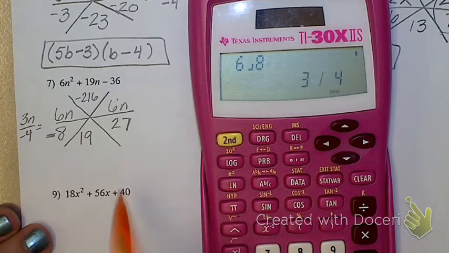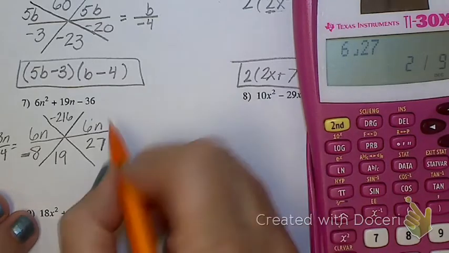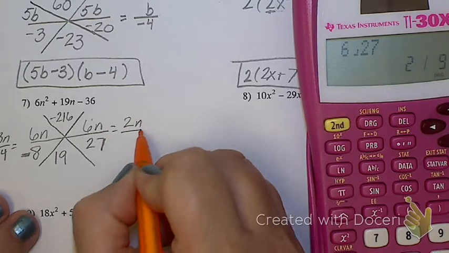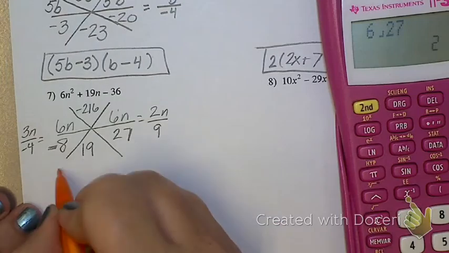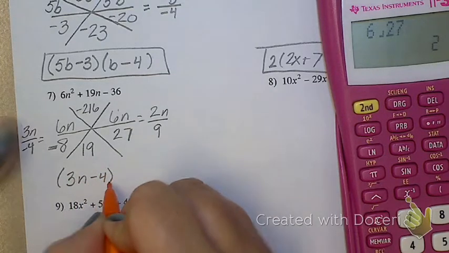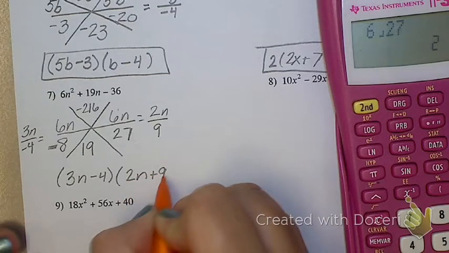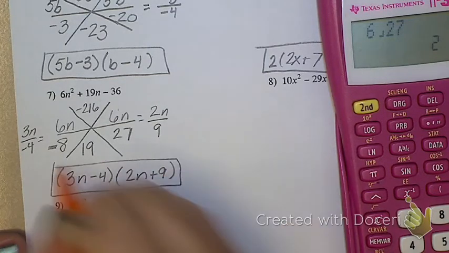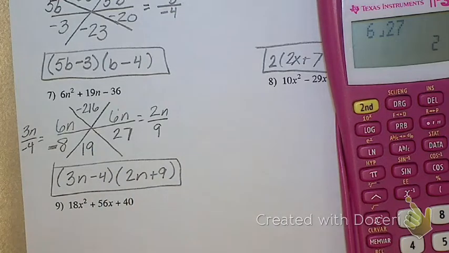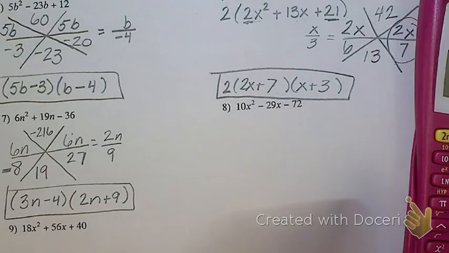And then 6n over 27, I think 6 over 27 reduces too, because you can divide by 3, and you get 2n over 9. So one of my parentheses is 3n minus 4. The other one is 2n plus 9. And there's my answer. Can I check it? Absolutely. I can always multiply it to see if it works. Okay? All right, you try number 8.